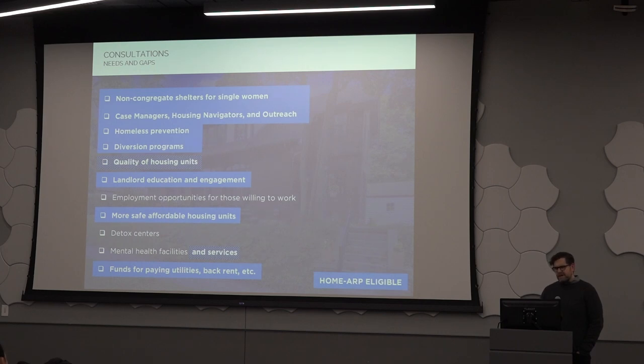And then there was a lot of conversation about quality of housing units. If there is renovation of those units for affordable housing, HOME-ARP does apply, but there are some elements that would not qualify. In terms of mental health facilities, HOME-ARP will not fund a mental health facility, but can fund the services provided there.